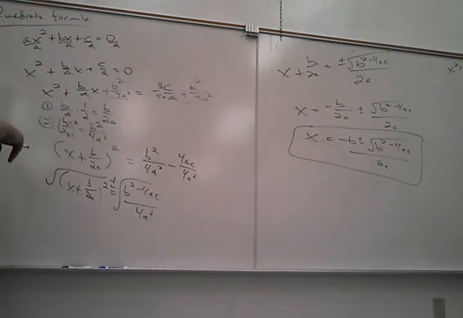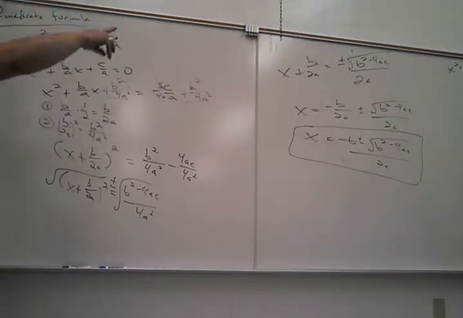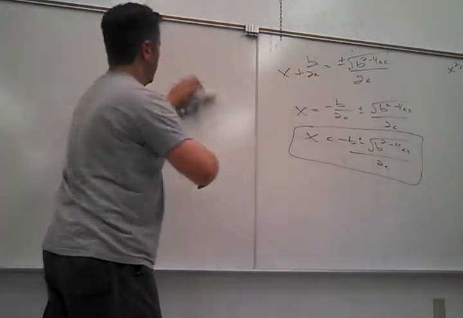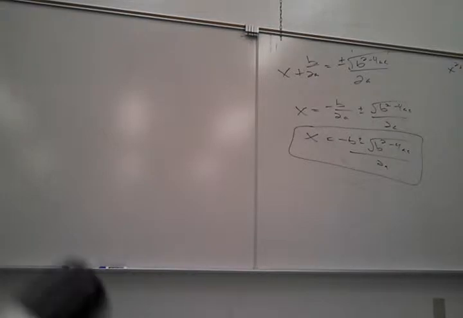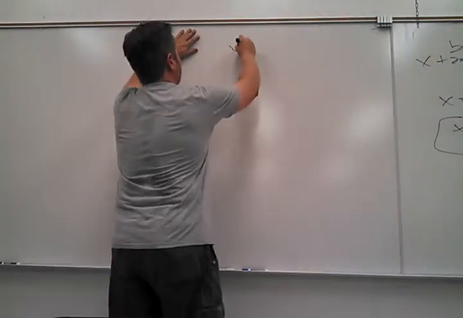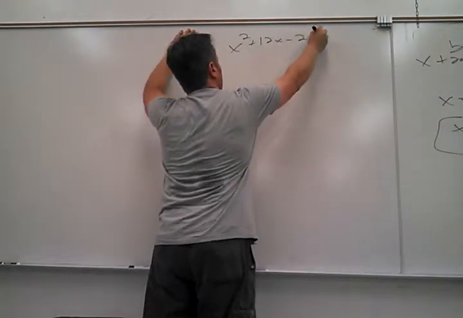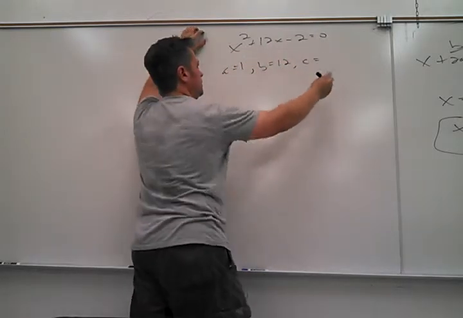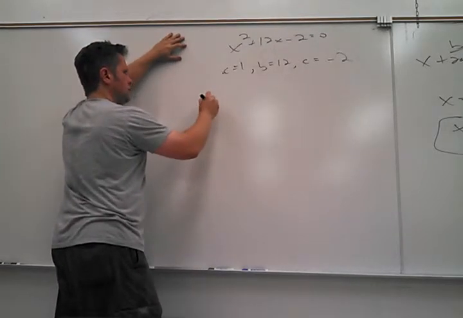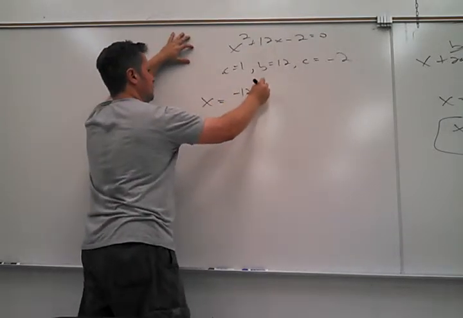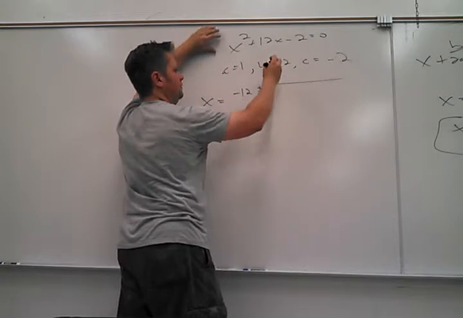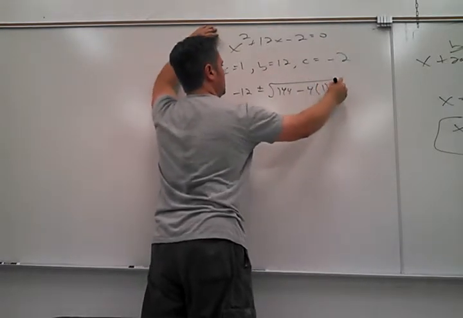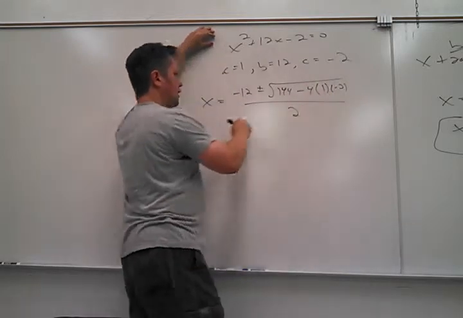So let's double check that one, the only one I have left up on the board. The one there, with the 12x and the 2. Let's see if we get that same answer. Of course we will. So in that problem there, x squared plus 12x minus 2, what's a? a is 1, b is 12, c is negative 2. So x equals negative b, plus or minus the square root of b squared minus 4 times a times c, all over twice a.